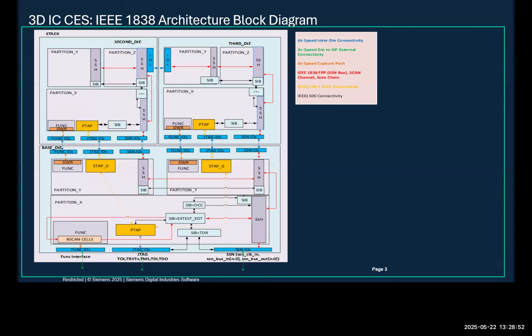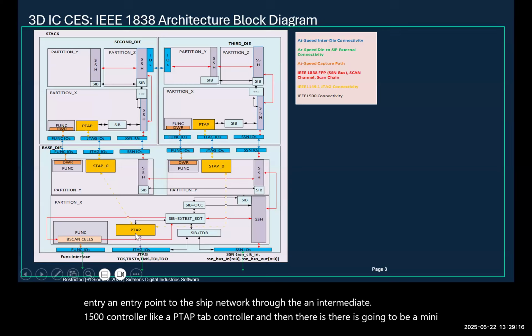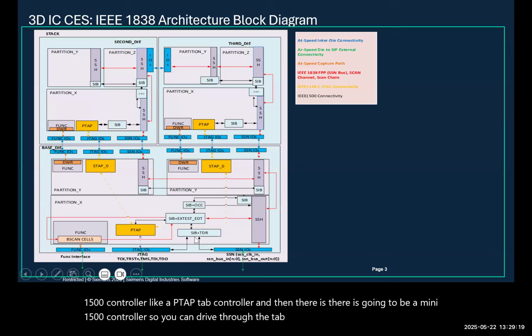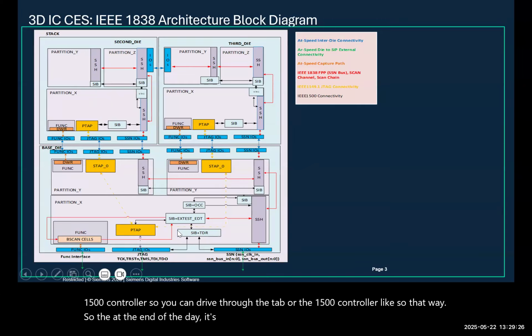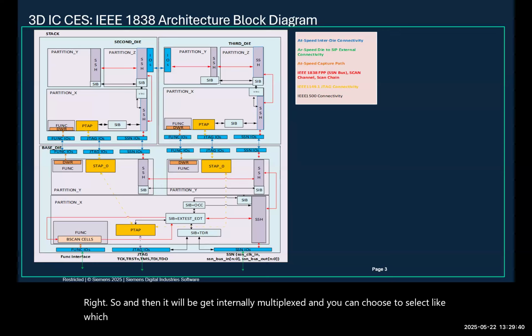Right. So what I'm thinking is they might have some secondary access to the entry point to the SIP network through an intermediate 1500 controller, like a PTAP tap controller, and then there's going to be a mini 1500 controller, so you can drive through the tap or the 1500 controller. So at the end of the day, it's giving access to a number of serial access ports. It will be internally multiplexed, and you can choose which one is more appropriate for your integration.